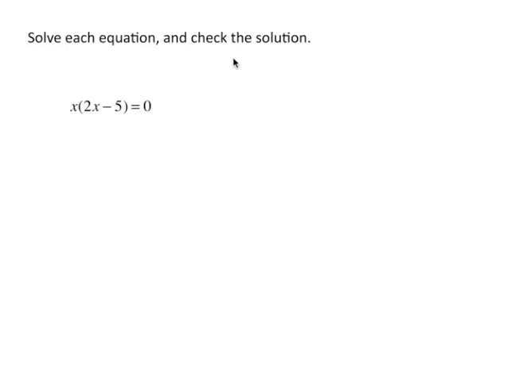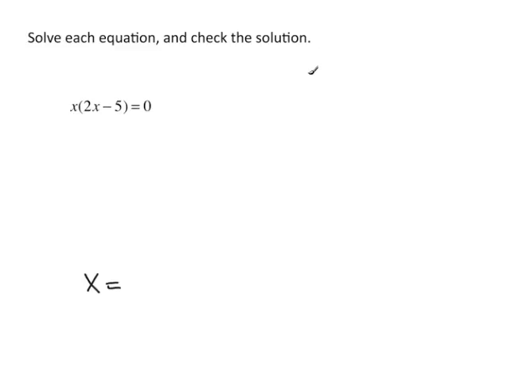Solve each equation and check the solution. So when the problem is asking you to solve, basically what they want is they want to know what x is equal to. So x equal to something. So when you have an equation equal to 0, then you're going to use the zero factor property.